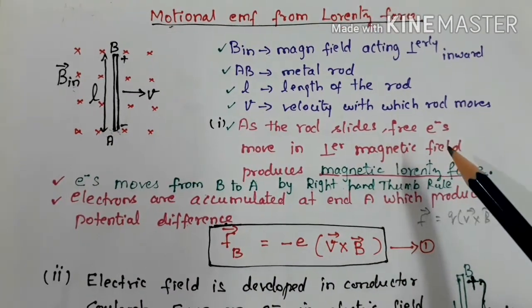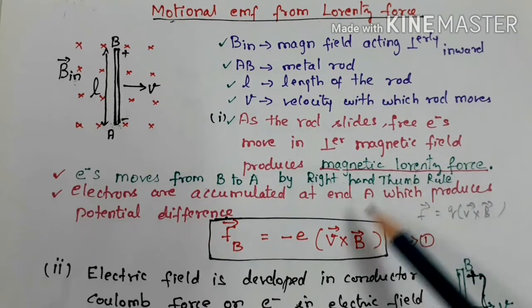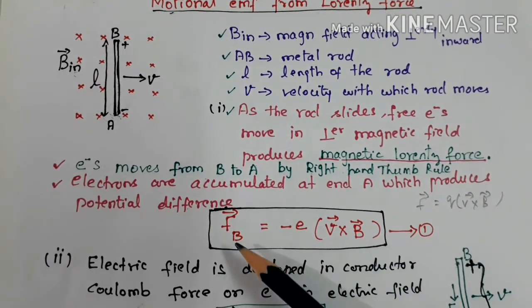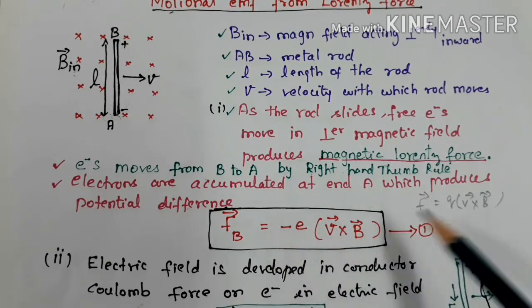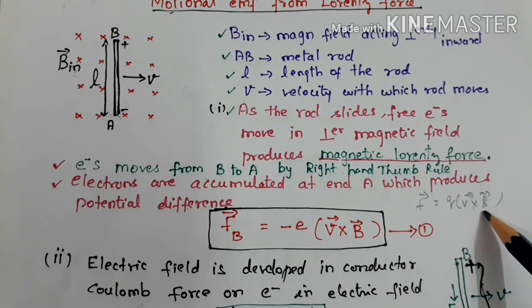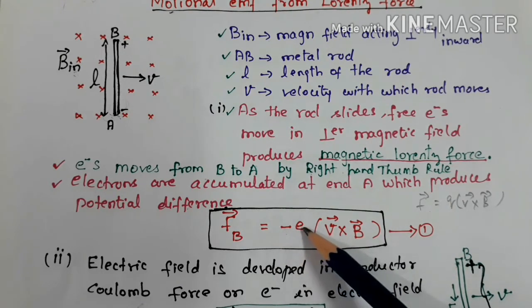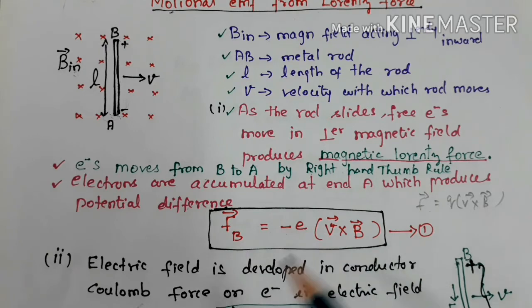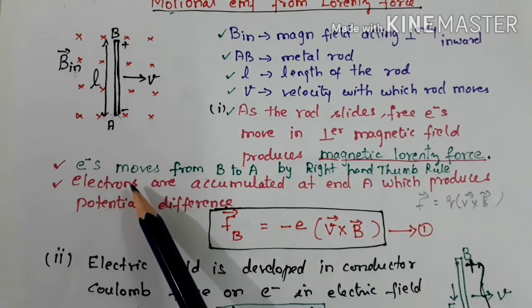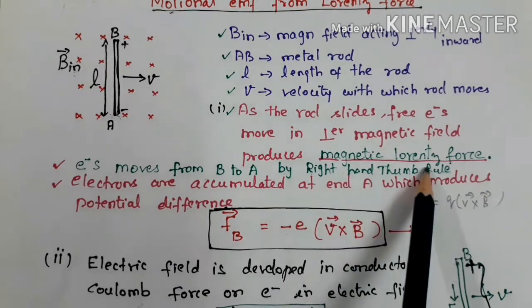Now the direction of the magnetic Lorentz force. Already you know the formula for magnetic Lorentz force. F vector is equal to q into v cross B; this is the general formula. Instead of q, here we are considering electrons, so you can write it as minus e. You should know the direction of this magnetic Lorentz force. It can be determined by the right hand thumb rule.